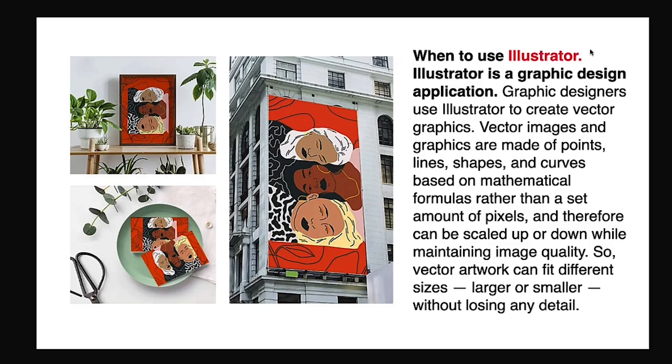So, vector images and graphics are made of points, lines, shapes, and curves. And they're based off of mathematical formulas rather than a set amount of pixels. And therefore, they can be scaled up or scaled down while maintaining image quality. So vector artwork can fit different sizes, larger or smaller, without losing any detail. And that is the main difference.